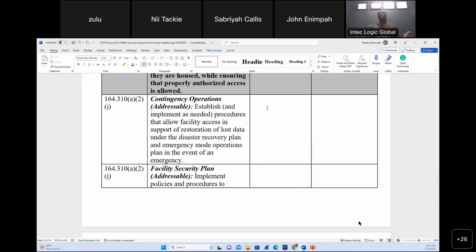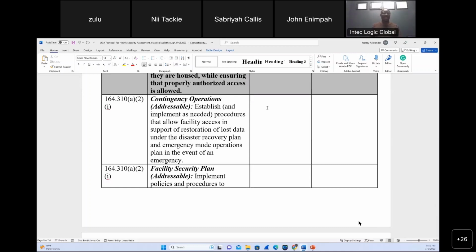Some of you, if you have watched movies, sometimes the bad actors cause a distraction, or they do something that creates an alarm. Maybe they sound the fire alarm so that people will be running here and there, so that they will be able to move into the secure zone and cause harm, right? So what plan do you have in place, right?